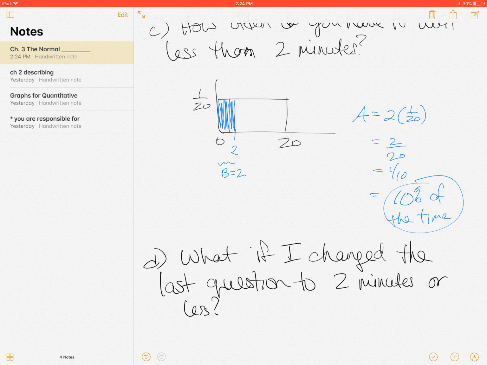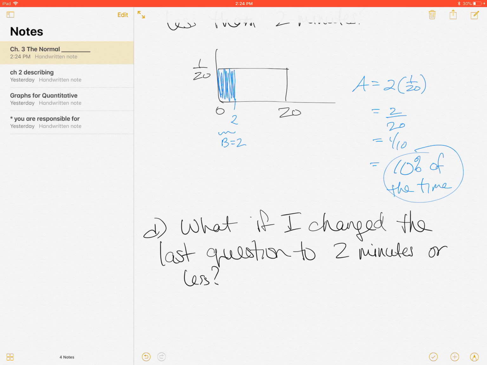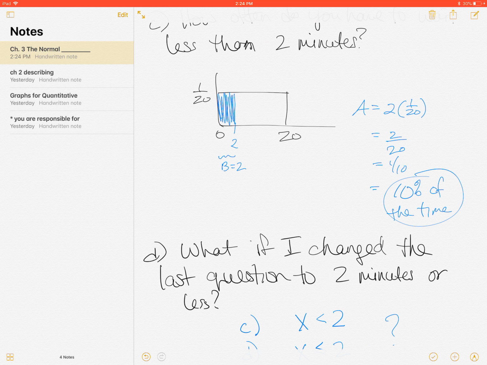Okay, now real quickly, what if I changed the last question? Instead of saying less than 2 minutes, I said 2 minutes or less. Part C is like x is less than 2. Part D is saying x is less than or equal to 2, 2 or less. What's the difference in the answers for these questions? Notice it's not like we made a list, 0, 1, and 2, now I'm going to leave off 2. How do you make this rectangle but leave off the 2?